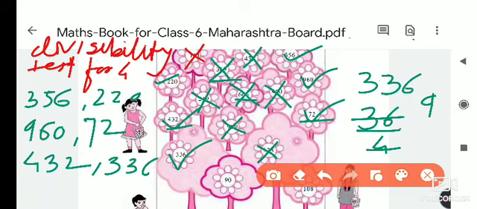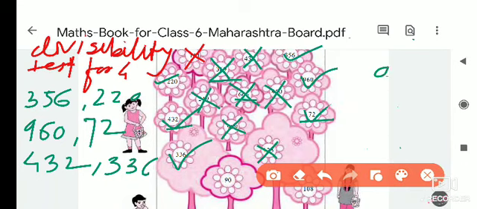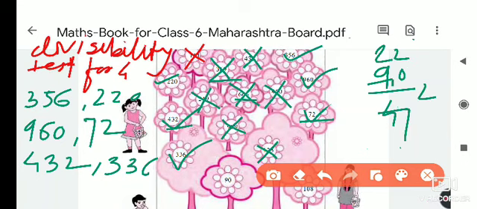And at last, 2 more numbers are there. Here 90. Here also only 2 numbers are there. So 90, if you divide with 4, 4 ones are 4, 4 twos are 8, and 2 is the remainder. 2 is remainder, that's why 90 is not divisible by 4.